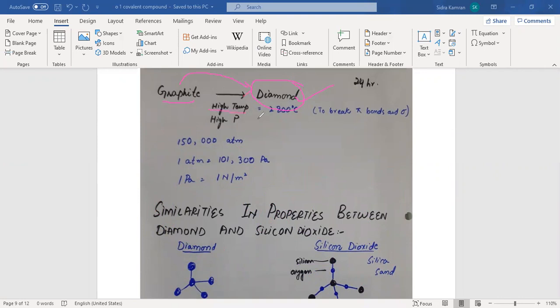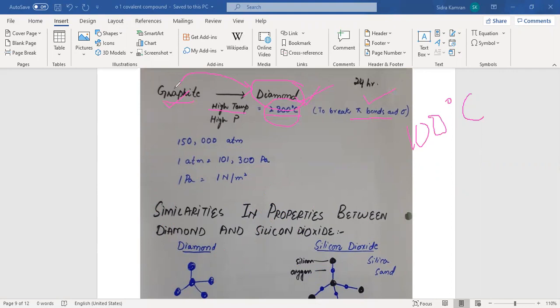By high temperature, up to 28,000 degrees Celsius. As we know, water boils at 100 degrees Celsius and we can feel that the temperature is very high. So 28,000 degrees Celsius, you can imagine that this temperature is very, very high. This temperature is used to break the pi bonds and sigma bonds of graphite. As we have discussed, there are pi and sigma bonds in graphite. So due to that much heat, you can break the pi and sigma bonds.